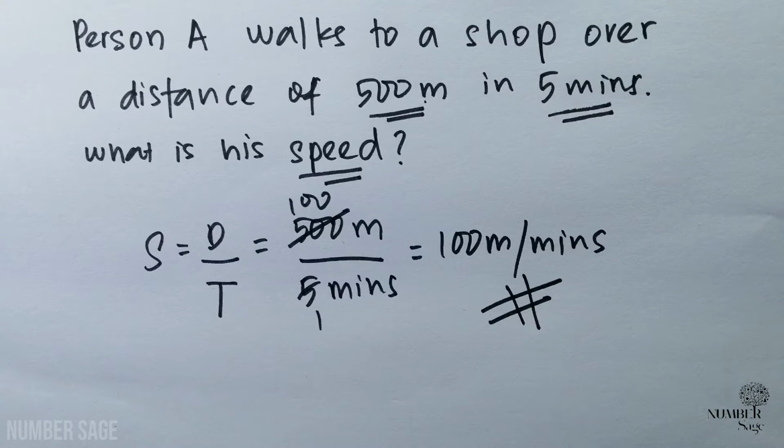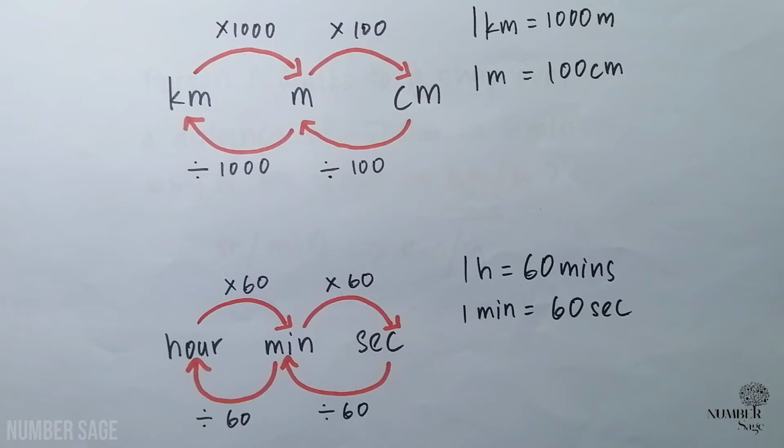Now, take note of the unit, meter per minute. We have to be careful when we define the parameter. If the question specifies that they want it in a specific format, we'll have to convert the values accordingly. If it's not stated, then it shouldn't be a problem. Let me show you how it works. This table will help you to further understand the conversion process.